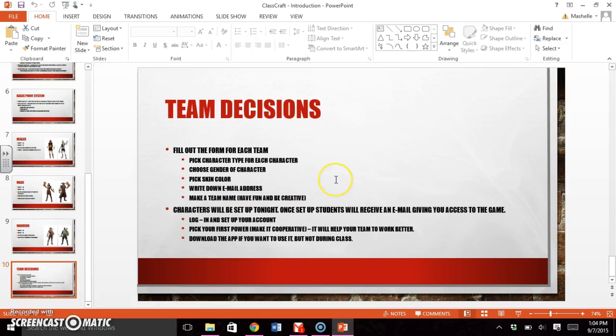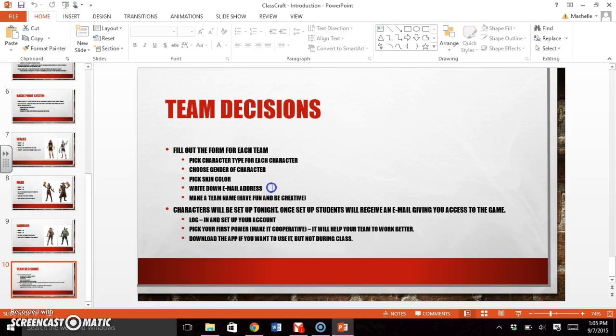Now, in class on Wednesday, I'm going to put you in your teams. I've already picked your teams. There will be teams of 5, so we have 5 teams of 5. I'm going to give you a form, and on the form, you're going to have to make some decisions. You're going to pick what your character type is, either a healer, a mage, or a warrior. You're going to choose your gender. You can choose male or female, and you can pick a skin tone. So you have the options of being Asian, dark, tan, or light.